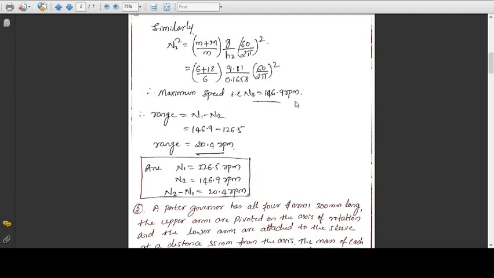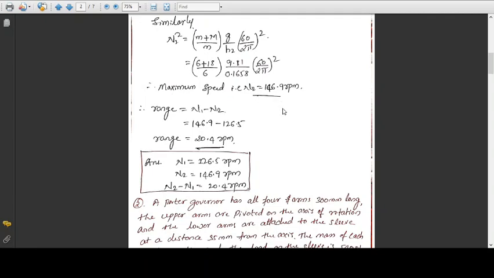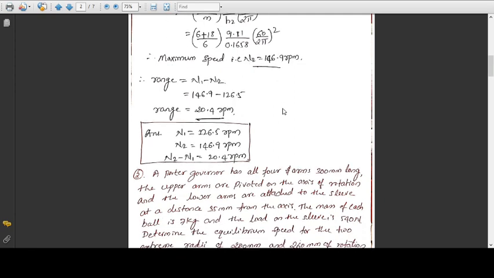After substitution you will get the maximum speed value as 146.9 rpm. Now the third thing, he asked us to calculate the range of the speed, which is given by the difference between the speeds. So the range of the speed will be N2 minus N1. Here it is written as N1 minus N2, but it should be N2 minus N1, which gives you the range of the speed as 20.4 rpm.